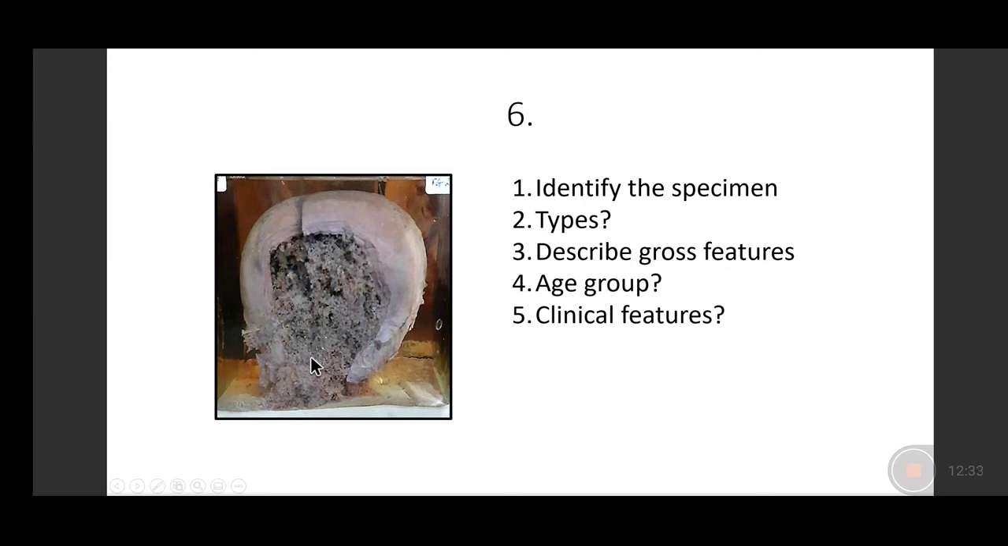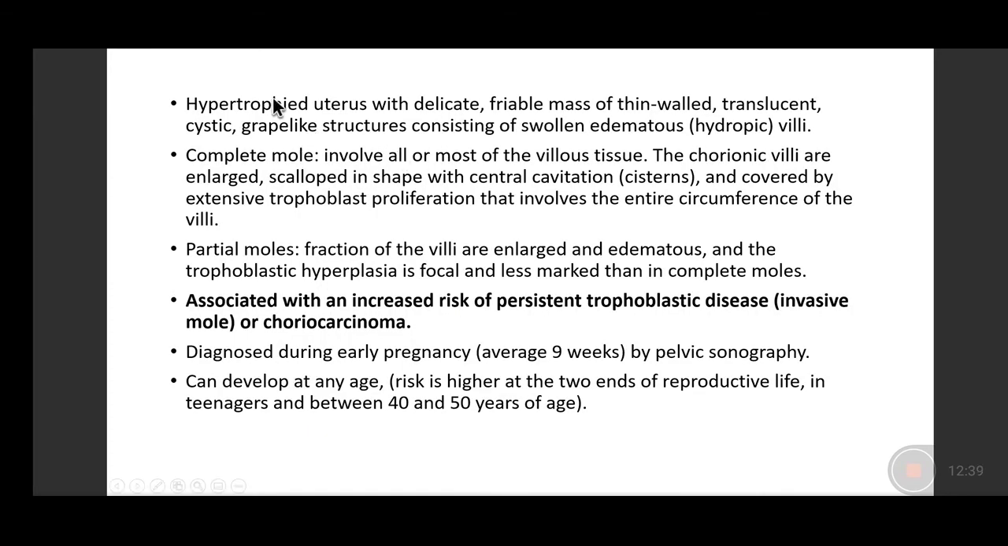So this is the classical specimen for hydatidiform mole, H mole, and again, we can see grossly the hypertrophied uterus with delicate fibril masses of thin-walled translucent grape-like structures consisting of swollen edematous hydropic villi.